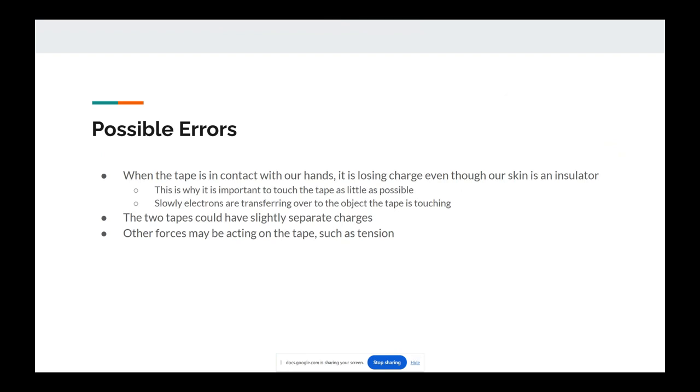Possible errors include that when the tape is in contact with our hands, it is losing charge even though our skin is an insulator. This is why it's important to touch the tape as little as possible so that we don't lose as much charge and they are as similar as possible for our calculations. Slowly, electrons are transferring over to the object the tape is touching, whether it be our hands or another insulator. The two tapes could have slightly separate charges since our way of charging them was not perfect, and other forces may be acting on the hanging tape, such as tension from what it was hanging on.